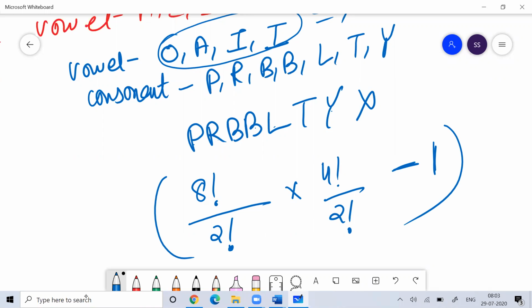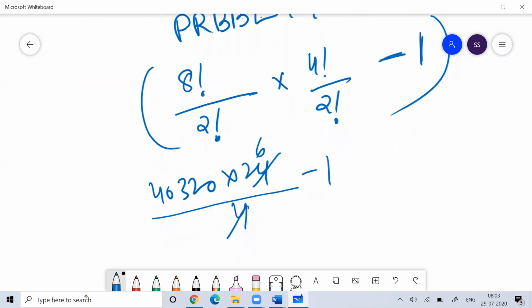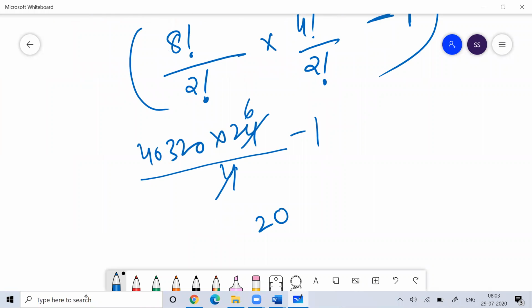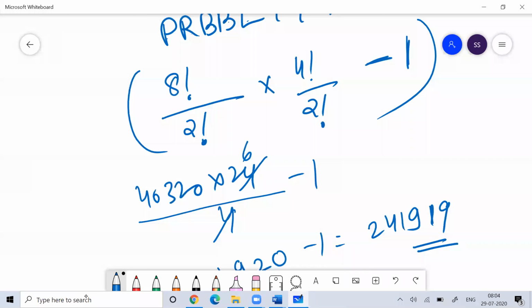Now if I really want to solve this, this is 40320 into this is 24, this is 2 into 2, 4 minus 1. This is 6. Now simply write 12, 1 carry 19, and this is 2, 4 minus 1. So this is 2, 4, 1, 9, 1, 9. Then 0, then 12, then 1 carry 19, then 24. Correct. So you understood.